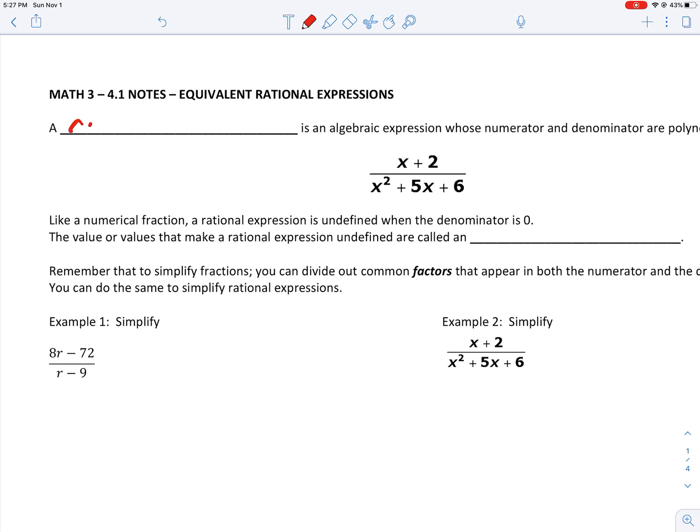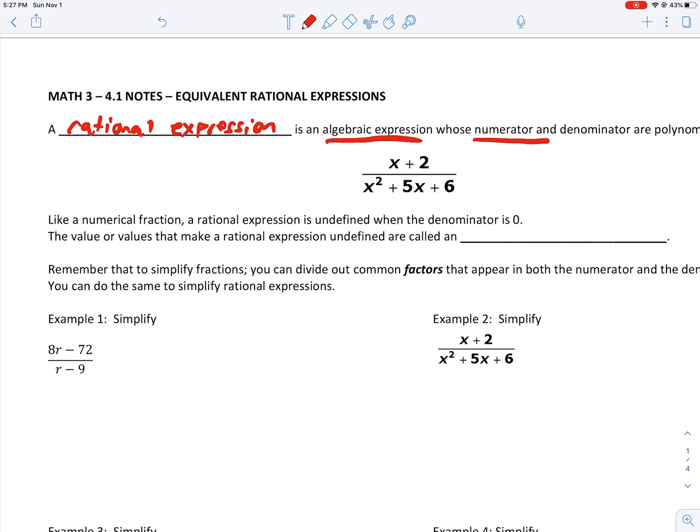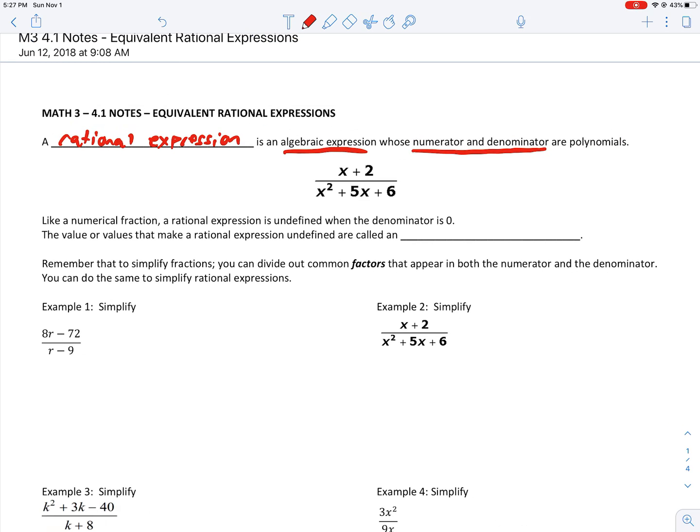So a rational expression is an algebraic expression whose numerator and denominator are polynomial functions. So here's an example of a rational expression. It's a fraction that has polynomials in it.